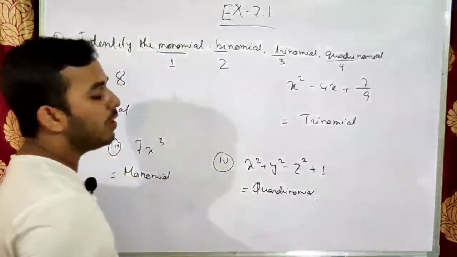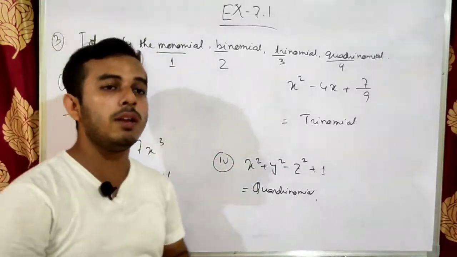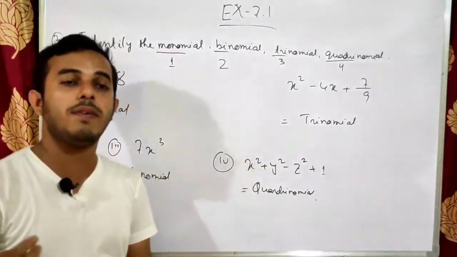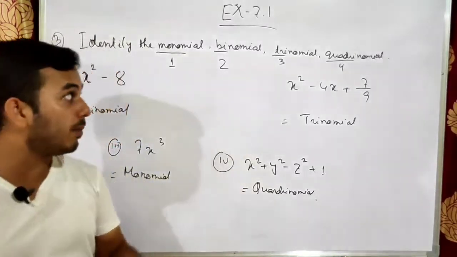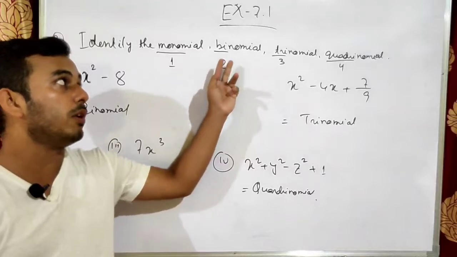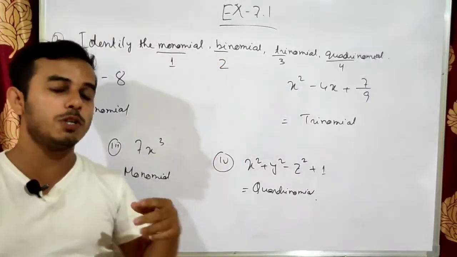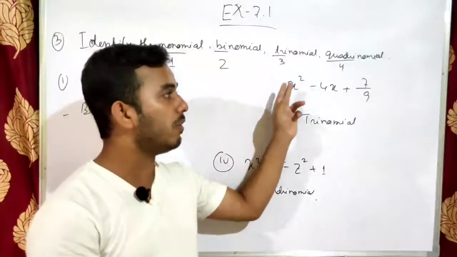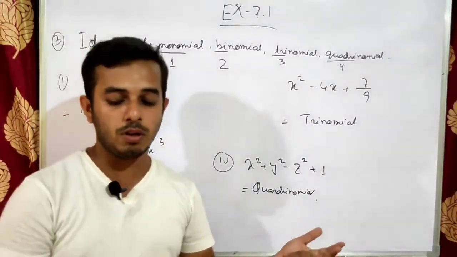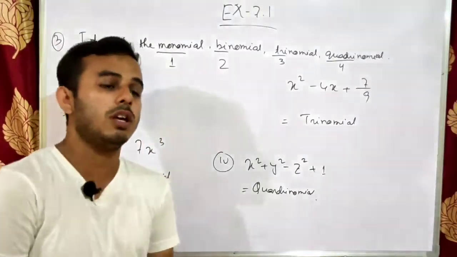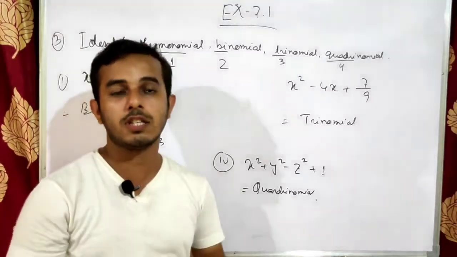If you find any expression having one term, it will be what? Monomial. If you find an expression having two terms, it will be binomial. If you find an expression having three terms, it will be trinomial. If you find an expression having four terms, it will be what? Quadrinomial. Like this you can identify any expression.